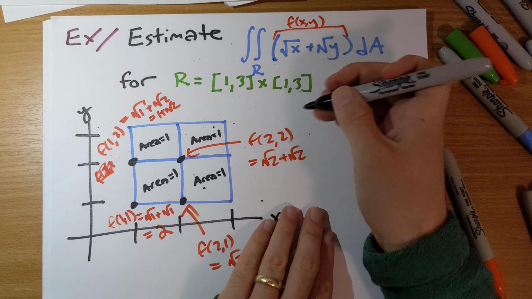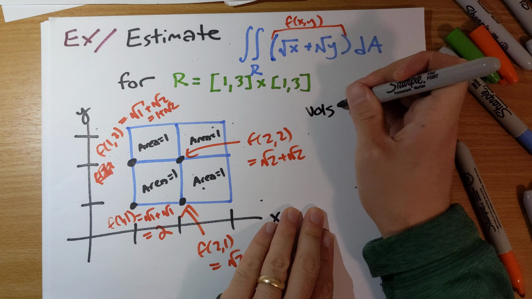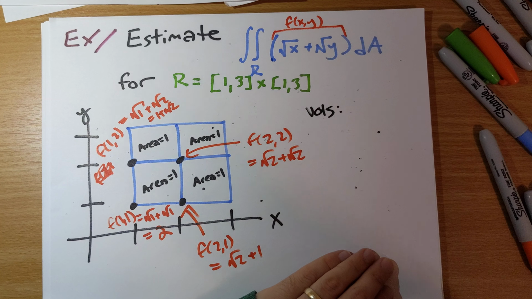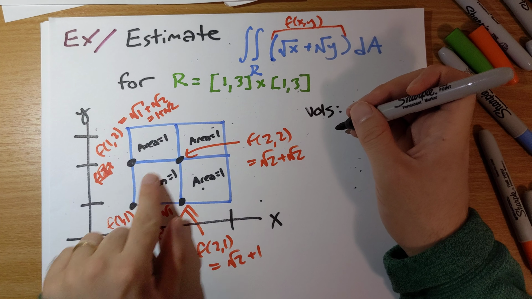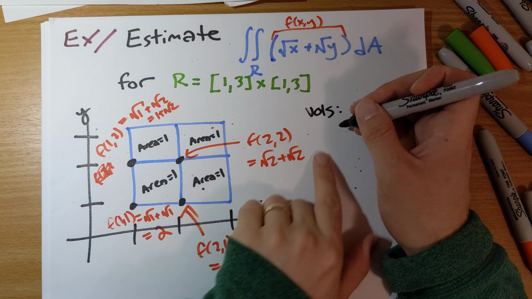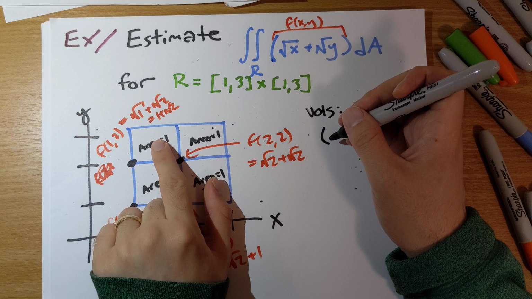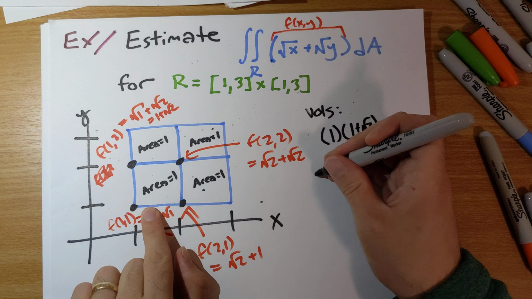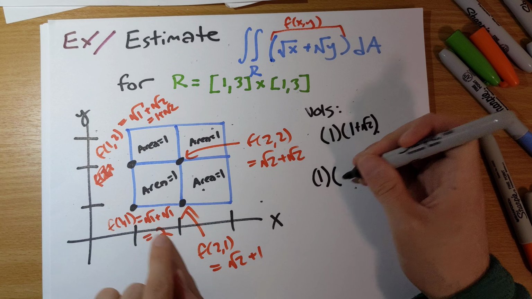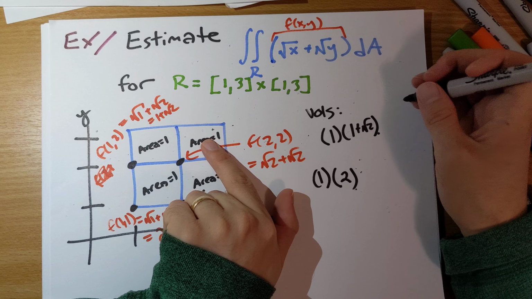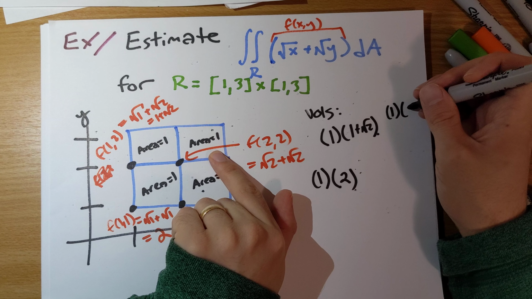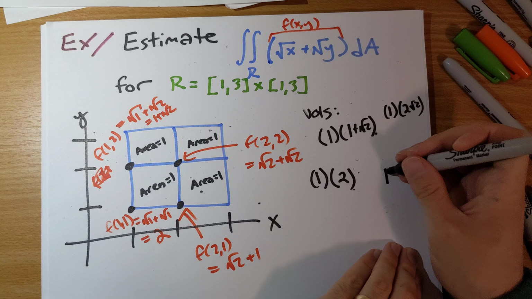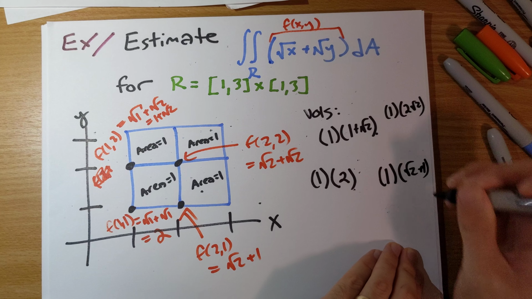And then the volumes are going to be the height times the area, and the area of the base is just 1 here. So let me just do this pictorially. The top left one is 1 times 1 plus square root 2. The bottom left one is 1 times 2. The top right one is 1 times 2 square root 2. And the bottom right one is 1 times square root 2 plus 1.